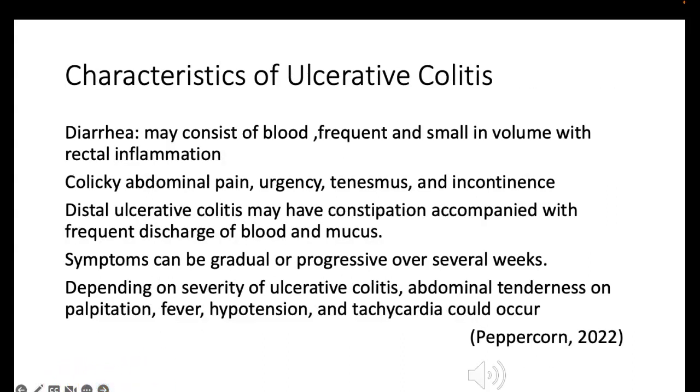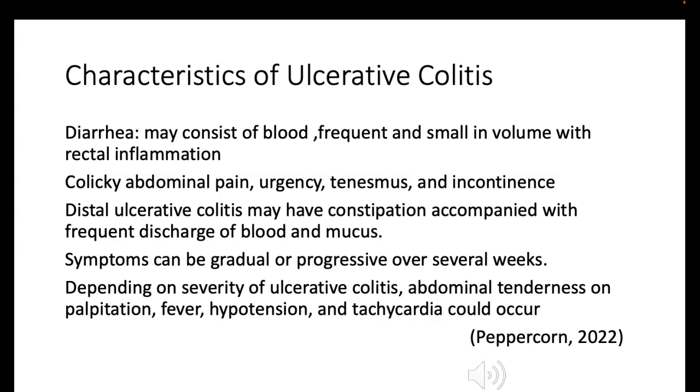Now we're going to discuss the characteristics of ulcerative colitis. One of the characteristics is diarrhea, which may consist of blood. There also may be frequent, small-volume diarrhea when there's rectal involvement or rectal inflammation. You might have colicky abdominal pain, urgency, tenesmus, which is feeling like you need to pass stool when the bowel is already empty, and incontinence.